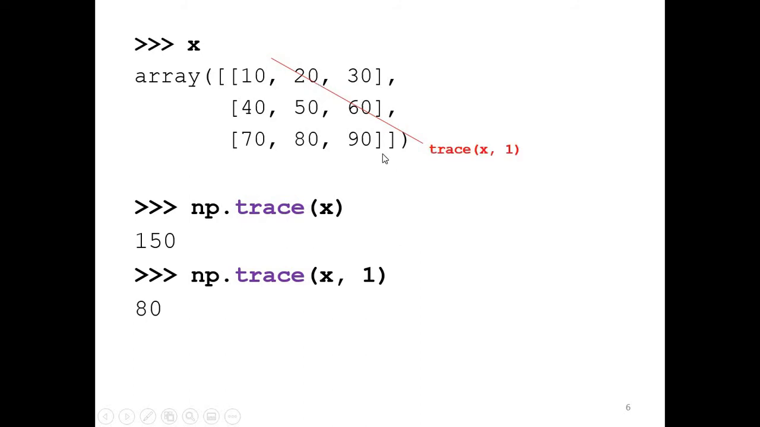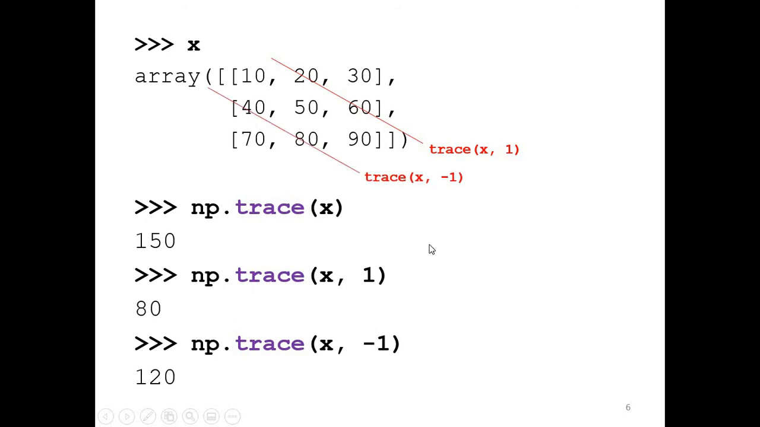So this is the trace of x, 1. So 20, 60, 1. Now also if you write np.trace(x, -1), that means it is the lower diagonal. So it will be 80 plus 40 equal to 120. So it is the lower diagonal. Also, if you write trace(x, 2), that means it will be 30. If you write trace(x, -2), then it will be this. So 1, 2, 3 this way, minus 1, minus 2, minus 3 this way.